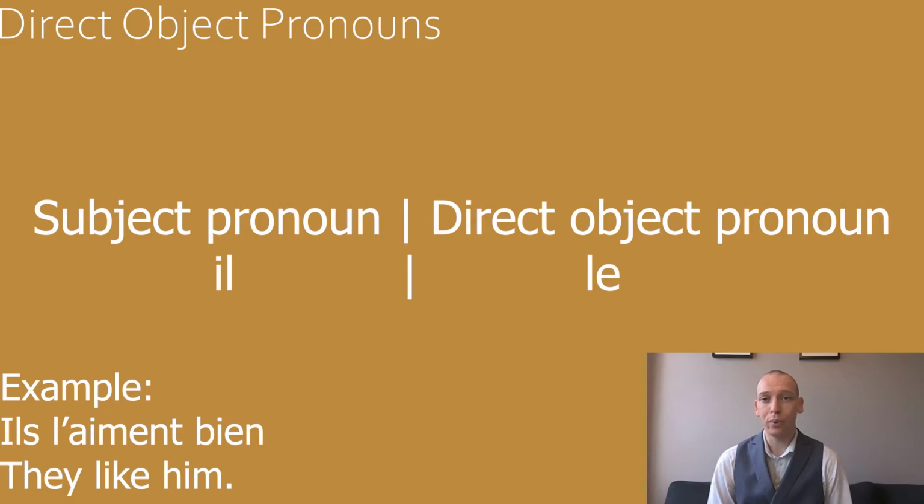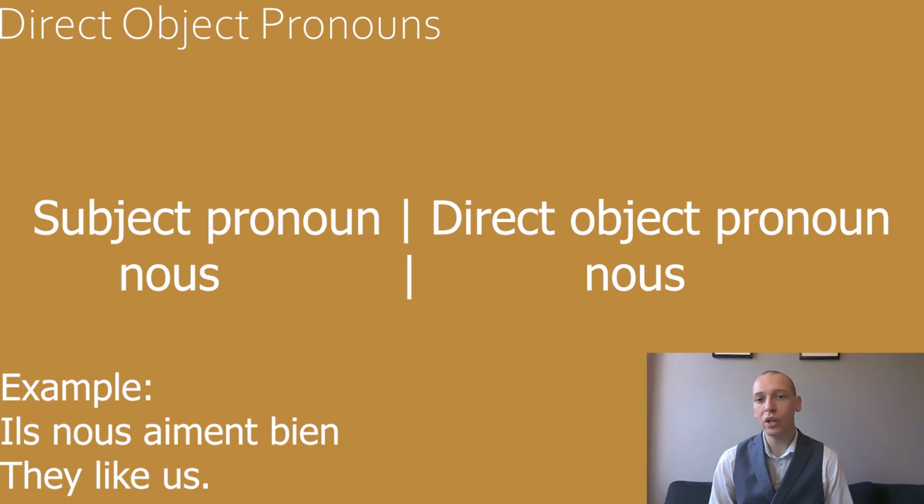The direct object pronoun for il is le. Il l'aime bien, they like him. And you guessed it, the contraction of the e from le occurs again. For elle, the direct object pronoun is la. For example, il l'aime bien, they like her. You will notice this one is also contracted before a vowel or silent H.